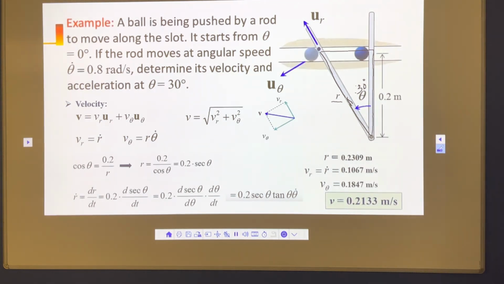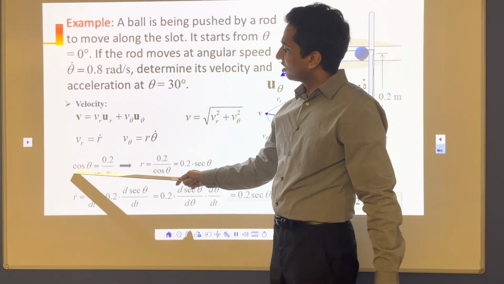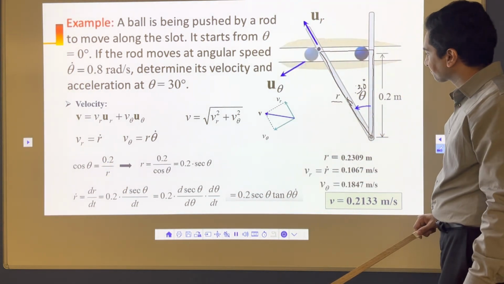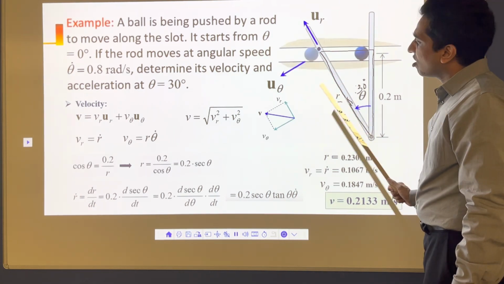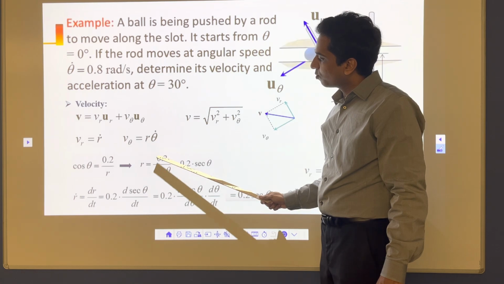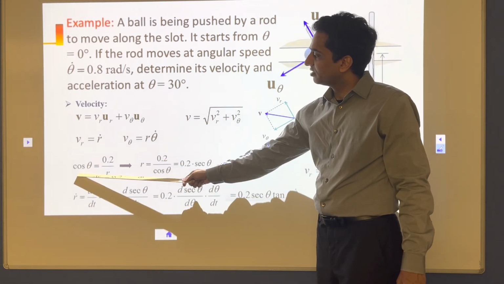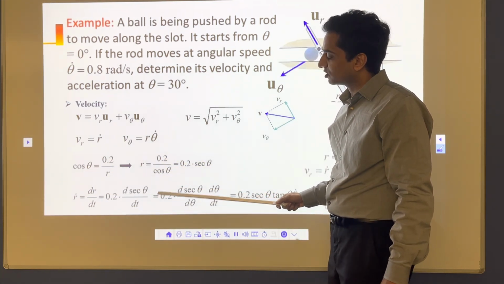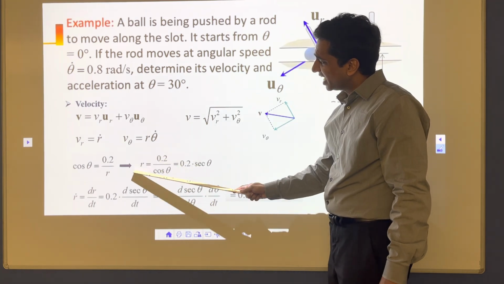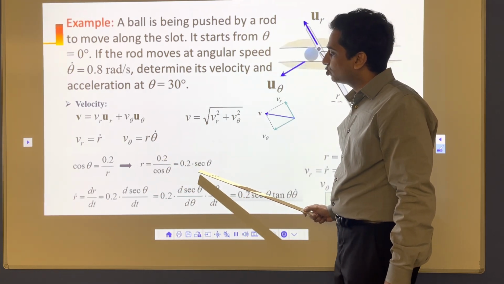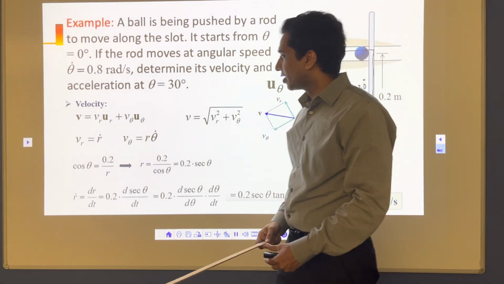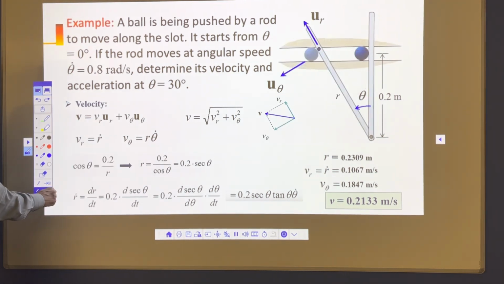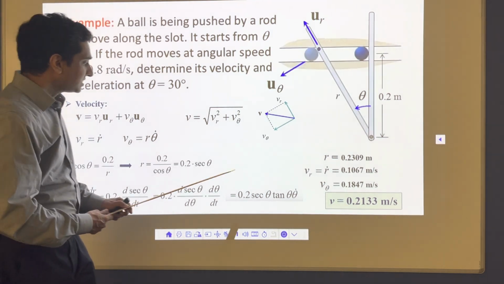Most people get confused, where does the r come from? So keep that in mind. Cos theta is 0.2 by r based on your right angle triangle. Then the value of r will become r is equal to 0.2 by cos theta. So based on trigonometry, cos theta is 0.2 by r becomes r equals 0.2 by cos theta. Or I can rewrite this value of r as 0.2 sec theta. 1 over cos is sec. So I am going to simply write it down as 0.2 sec theta. That's the value of r I get.